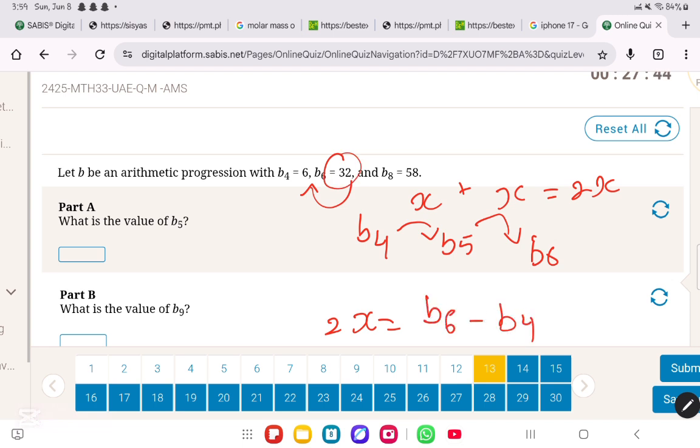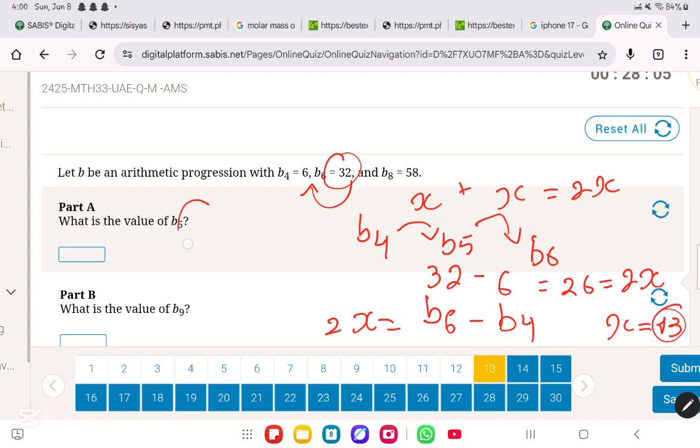So 2x is equal to b6 minus b4, right? b6 in this case is 32 minus b4, which is 6. You will get 26. That means the difference. So 26 is equal to 2x. That means the difference, x, is 26 divided by 2, which is 13.